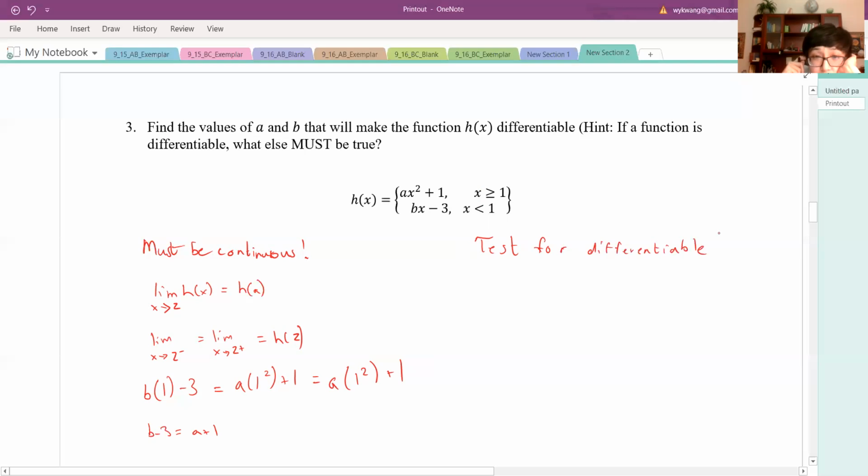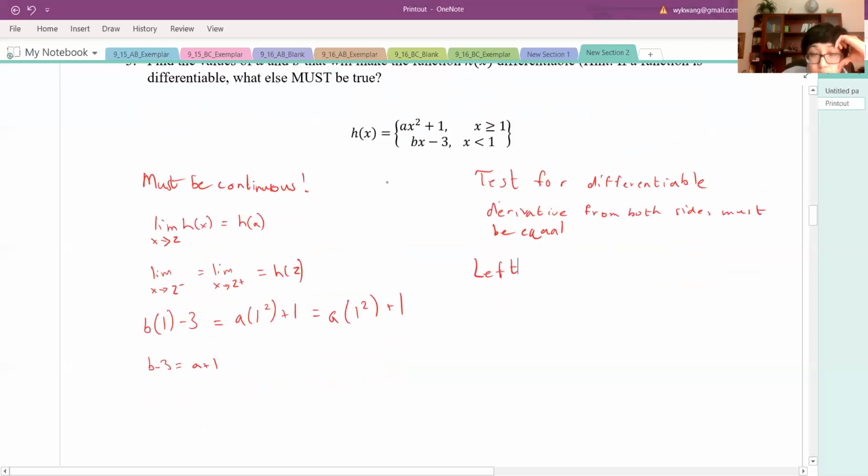Okay, well, remember for a function to be differentiable, the derivative from both sides must be equal. So from the left, the derivative going from the left, right?